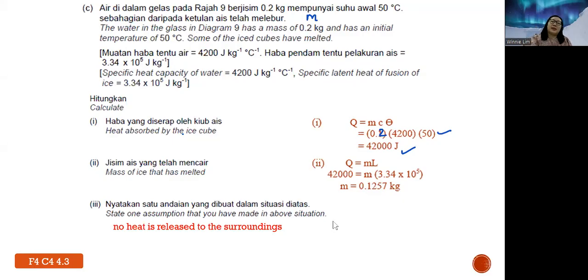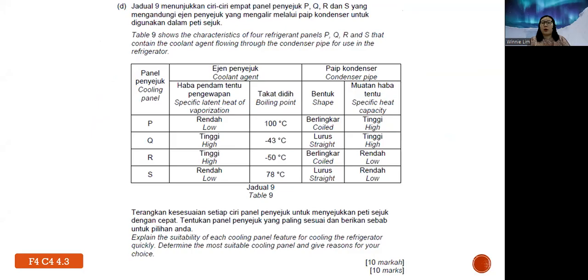Then normally for essay question, you have this table, where we call it a 10 marks question. Table 9 shows the characteristics of 4 refrigerants panel P, Q, R, and S that contain the coolant agents flowing through the condenser pipe for use in the refrigerator. Explain the suitability of each cooling panel featured for cooling the refrigerator quickly. Determine the most suitable cooling panel and give reasons for your choice.